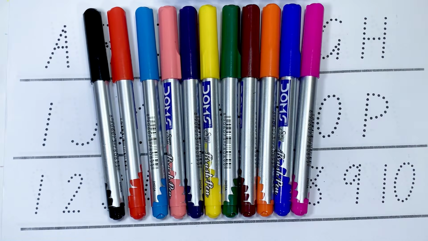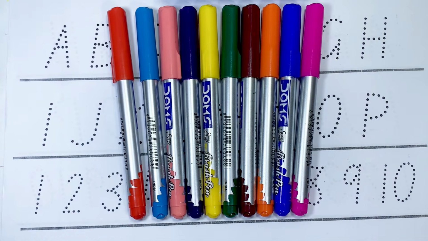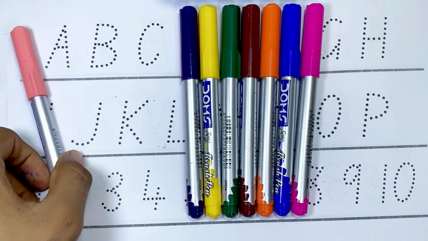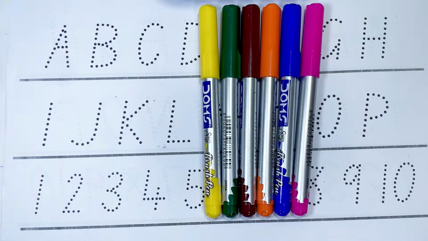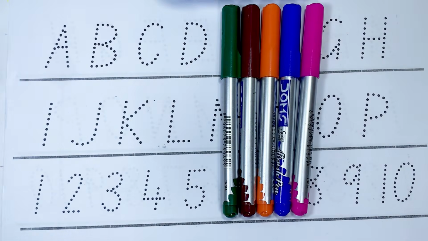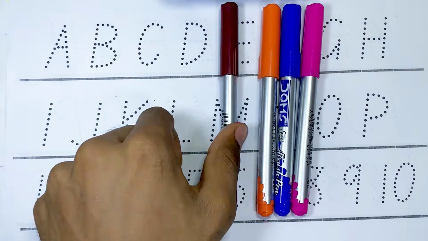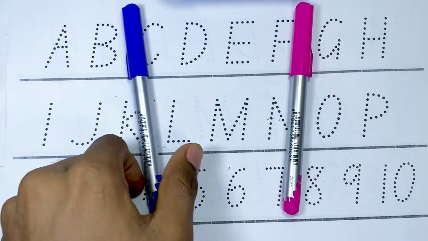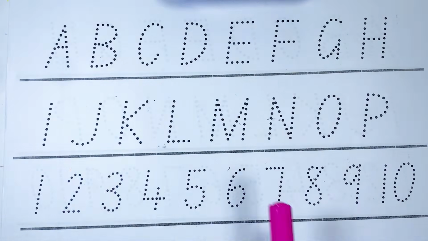R for light green color, black color, red color, sky blue color, light green color, purple color, yellow color, green color, brown color, orange color, blue color, and green color. Kids, now you draw alphabets.